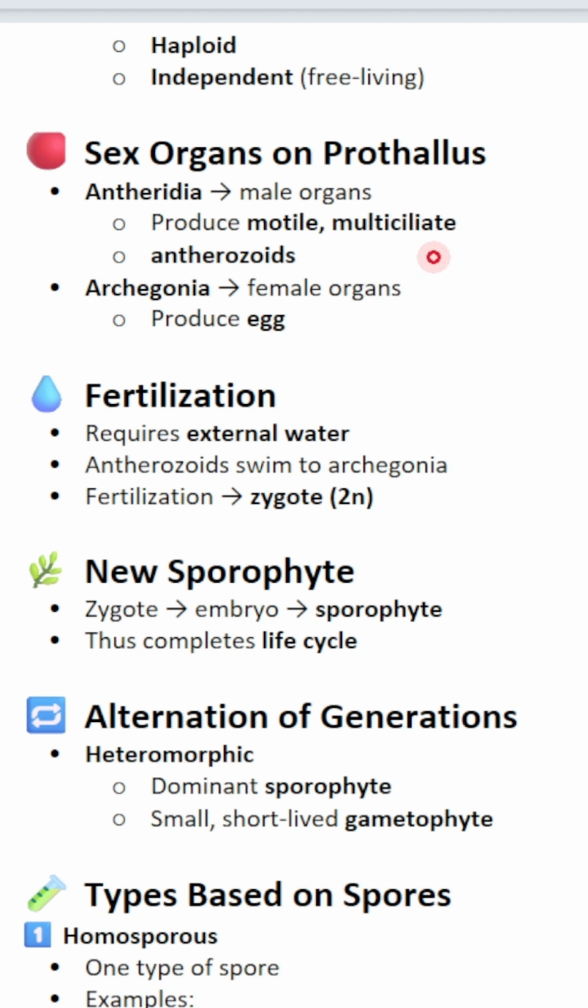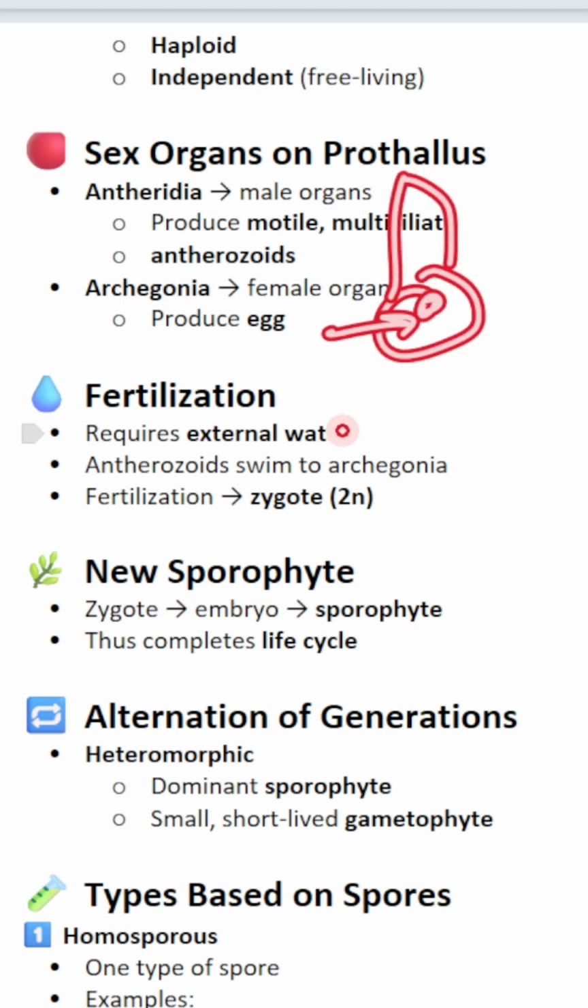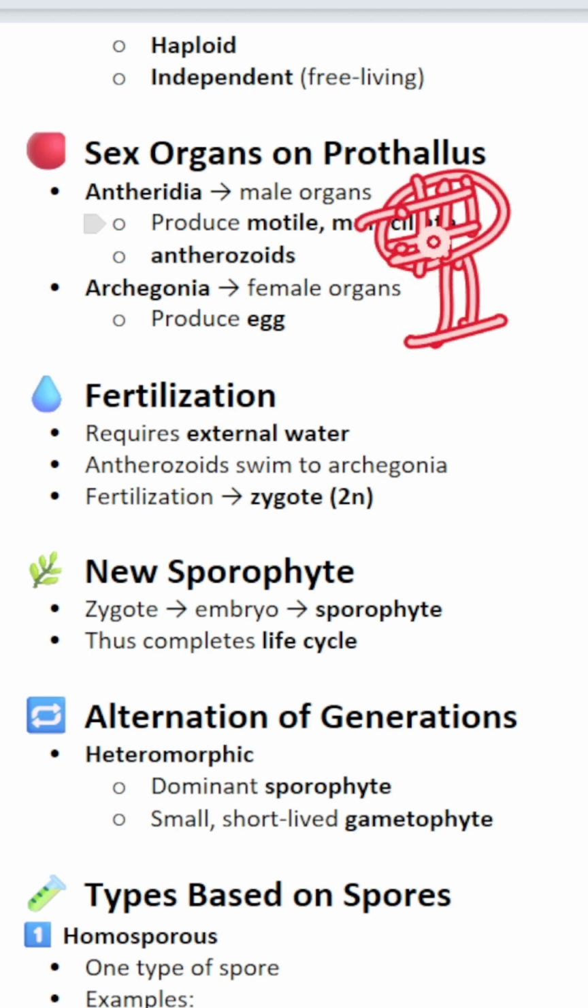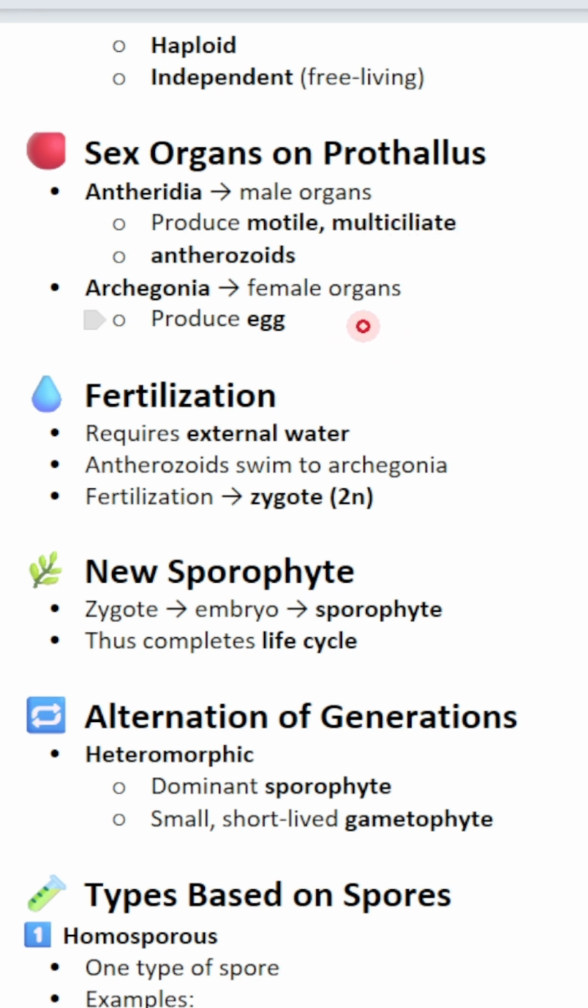And they produce archegonium. This is the archegonium, where we find the neck and the venter, and the egg cell is present inside the venter. The antheridium is a tennis racket-like structure where the spermatozoids, or antherozoids, are present. So this is how the sex organs help in the production of gametes, the egg and the antherozoids, as the female and male sex organs.